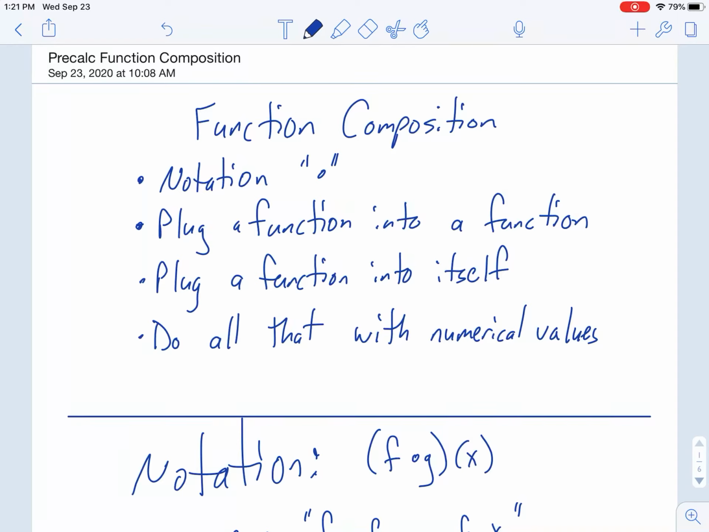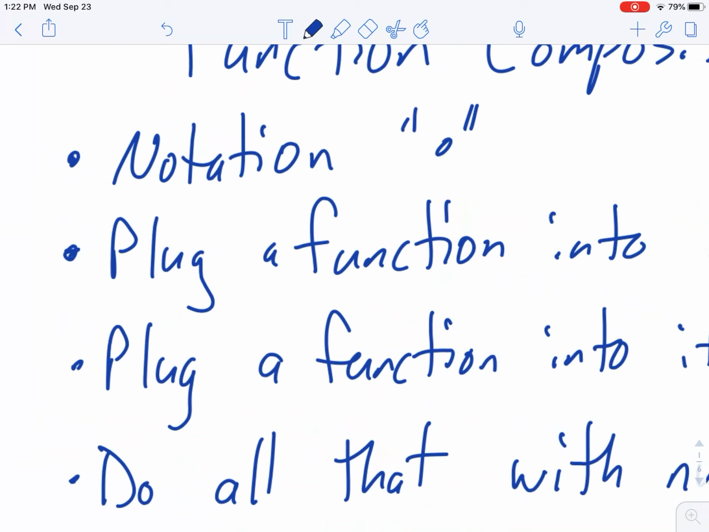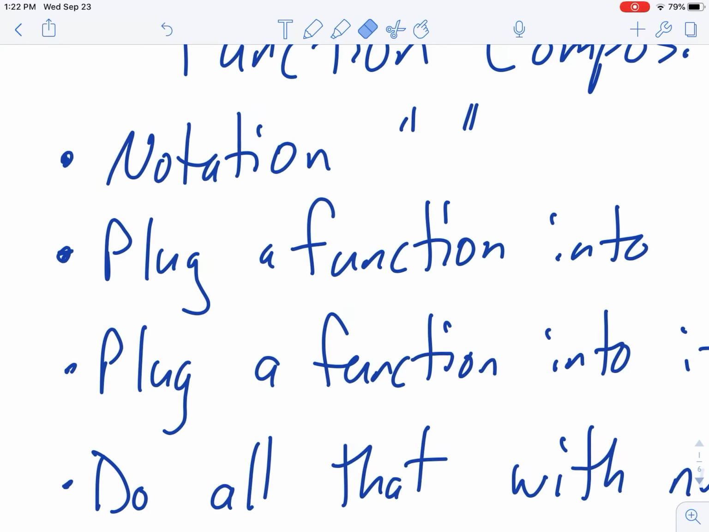Hey guys, so this is our third and last lesson of the week. Our final function operation is called function composition. Composition is not like arithmetic: add, subtract, multiply, divide. It's something unique that just really applies to functions. The notation for function composition is a small letter o. I'll talk about that in a minute.